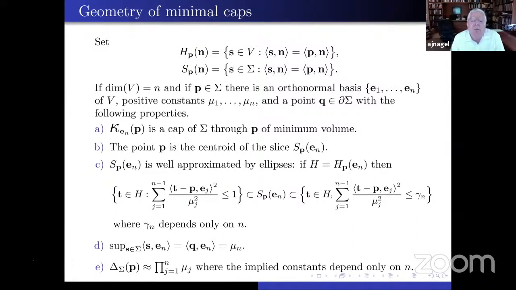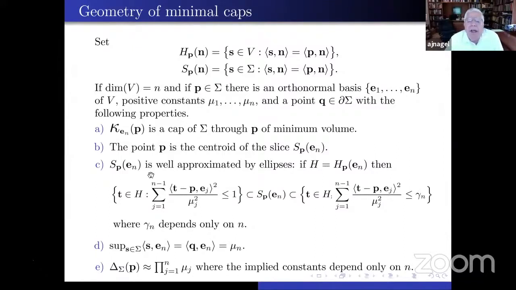and if P is in sigma, then I can find an orthonormal basis. This is why I wanted to work with a vector space V rather than with Rn at the beginning. Given P and n, there is an orthonormal basis and positive constants and a point in the boundary with the following properties. First of all, this vector En, if I look at the cap through P in that direction, this will be a cap of minimal volume.